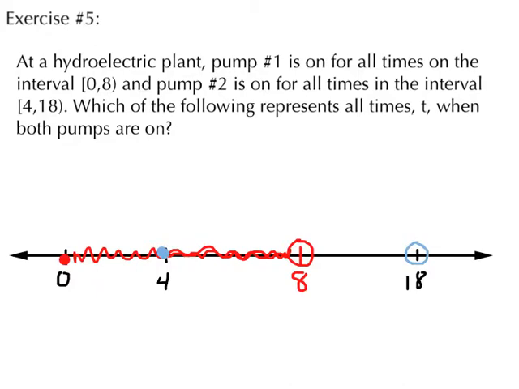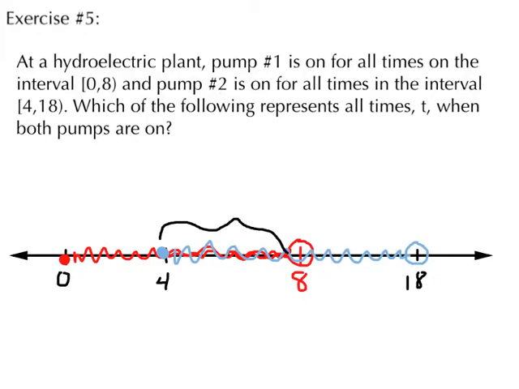And watch where now I'm going to shade these guys. So the question is, which of the following represents all times T when both pumps are on? So I want to see where pumps 1 and 2 overlap. Well, they overlap in this area right here. Notice where I ended my black mark. Does it go to 8? No, it does not go to 8 because 8 is an open circle.